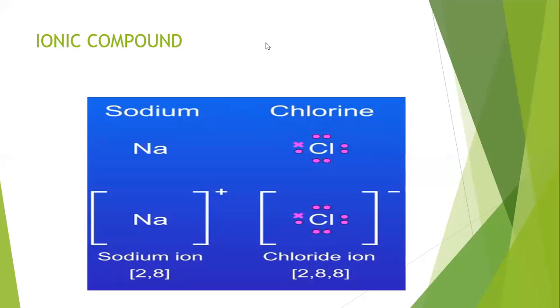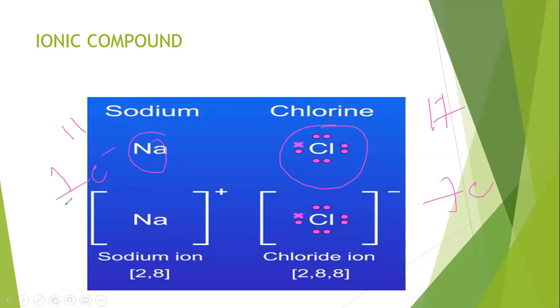Sodium has atomic number 11, chlorine has atomic number 17. Sodium has 1 electron in its outermost shell and chlorine has 7 electrons in its outermost shell. So sodium, being highly electropositive, will donate its electron to chlorine, and chlorine, being a highly electronegative element, will take the electron from sodium and become a negative ion, and sodium by donating the electron becomes a positive ion. A positive ion is also called a cation and a negative ion is also called an anion.